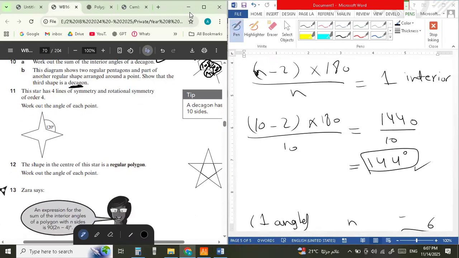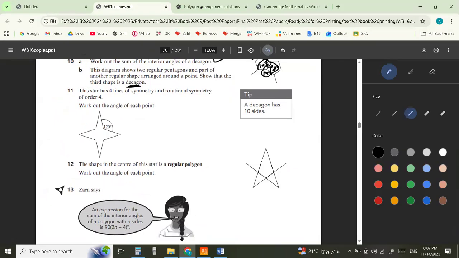Okay, here. In this example, question 11, they're saying this star has 4 lines of symmetry, which means that these angles are equal. These angles are exactly the same, and this is the same as this, the same as this, and the same as this. This is what they mean by saying that it has 4 lines of symmetry. These 4 are equal, and the other 4 over there are also equal.